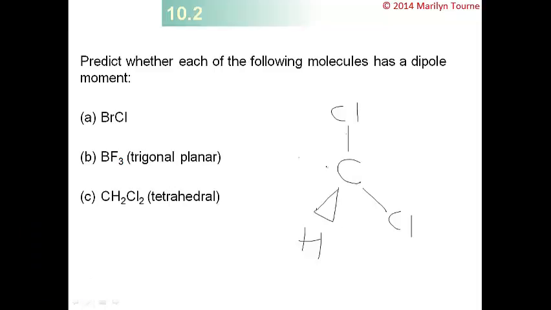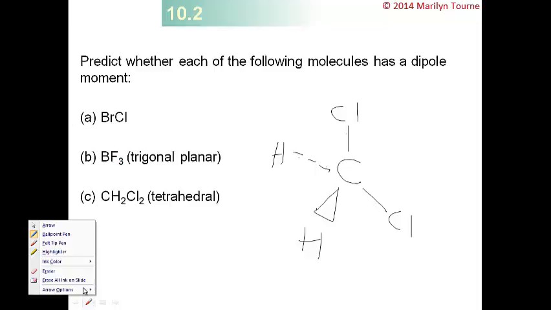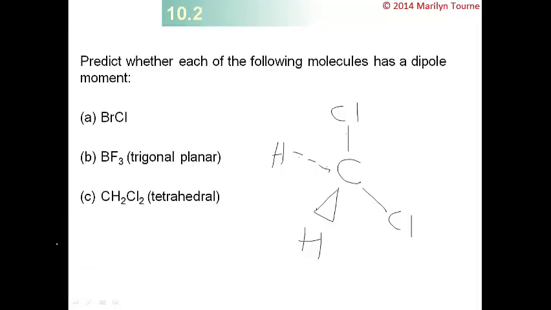Now we ask ourselves, does this have a dipole moment? Well, where does the electron shift? First of all, you have two chlorines, and chlorine is way more electronegative than carbon, so I'm going to have an electron shift going towards both of the chlorines. And then I'm going to have an electron shift going towards the carbon, because hydrogen is less electronegative than carbon, so the electron shift goes this way for these atoms.